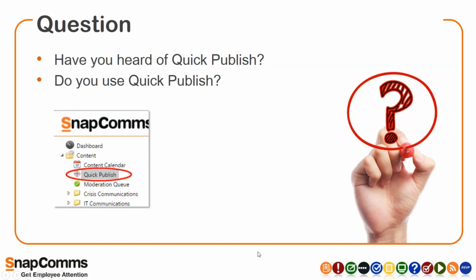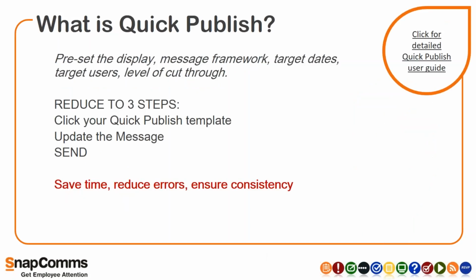Thank you. So what we do is we can reduce the number of steps it takes to get a message out. You can turn any alert message into a template. You can lock down the settings that you don't want anyone to touch. And you can get it down to 3 steps. You just click on the template, you update the content in the message body, and you hit send. And the idea is to save time, get these messages out faster, and reduce any errors when it comes to targeting or time frame, etc.